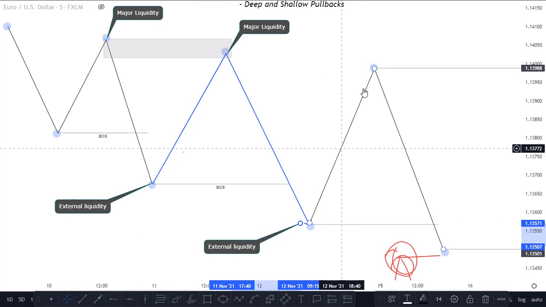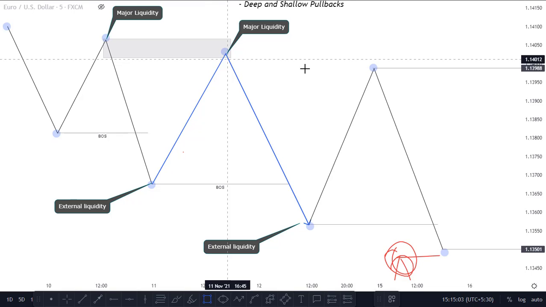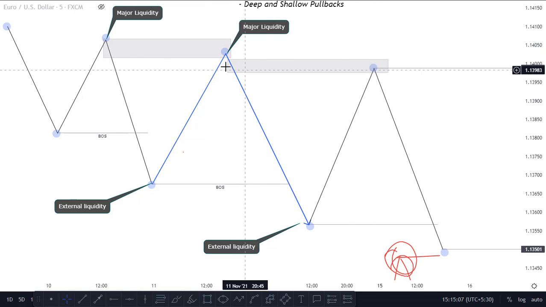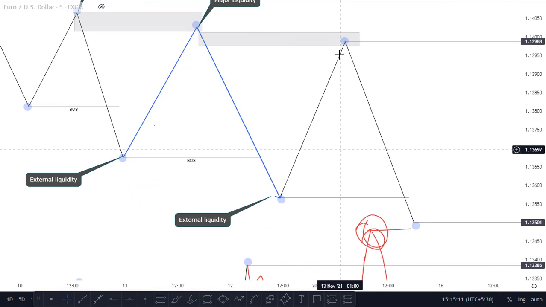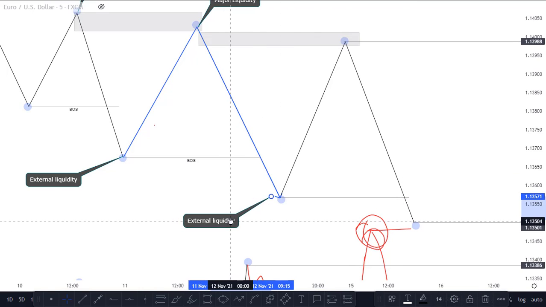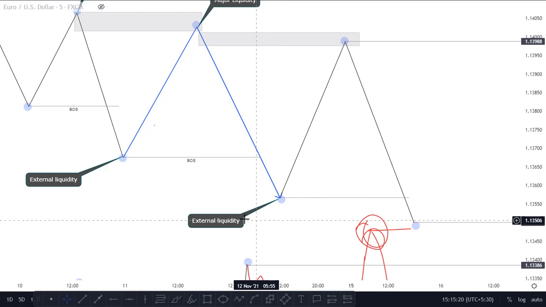After we get this pullback, we expect the market to respect this major liquidity. When I say respect, I simply mean the market will not break this major liquidity. The market comes back to trade at a certain point of interest, somewhere here or somewhere here, and then starts dropping down to take out this external liquidity.